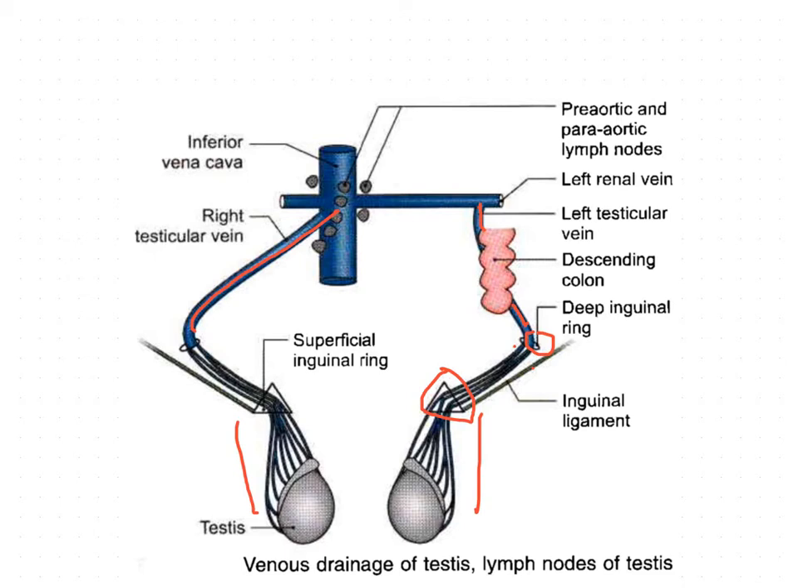If you see the lymphatic drainage, the lymphatics from the testis ascend along the testicular vessels and drain into the pre-aortic and para-aortic groups of lymph nodes. These are the pre-aortic and para-aortic lymph nodes here, which are seen at the level of the second lumbar vertebra. So this is about the lymphatic drainage.